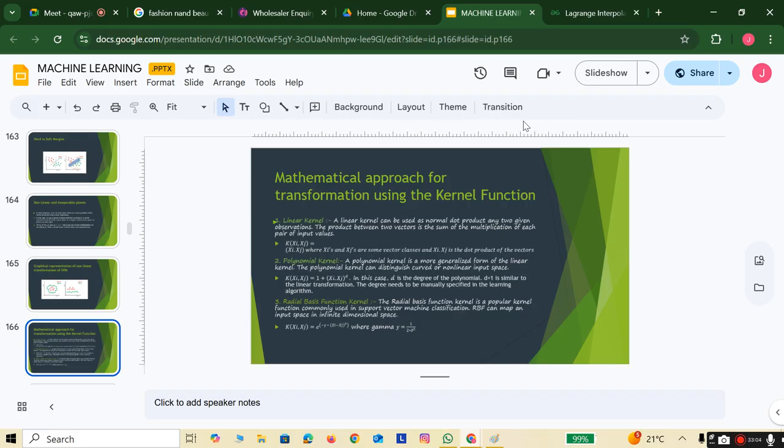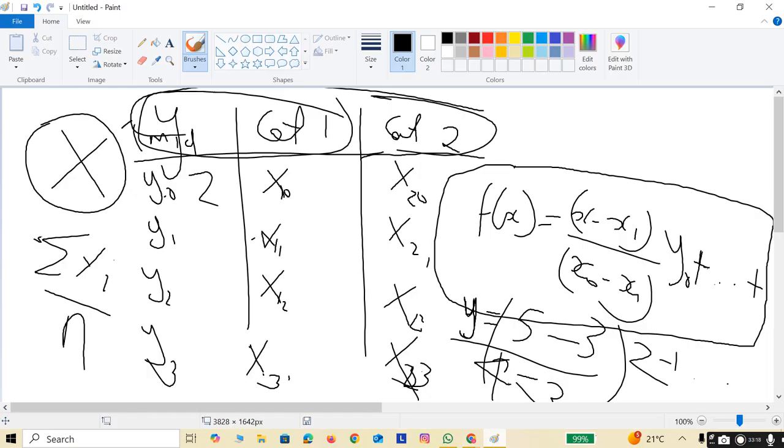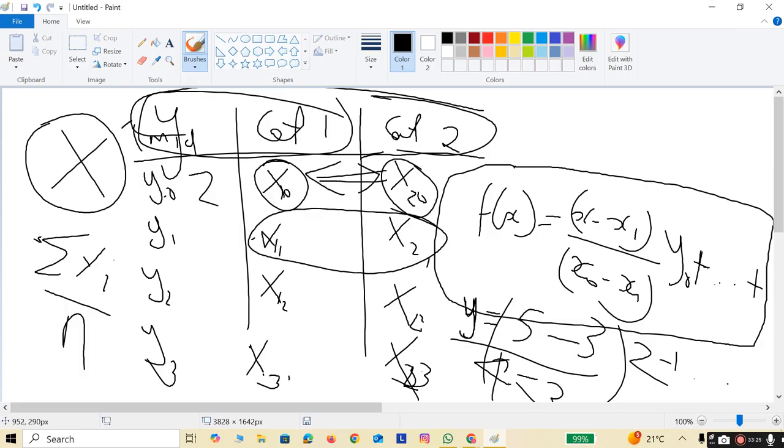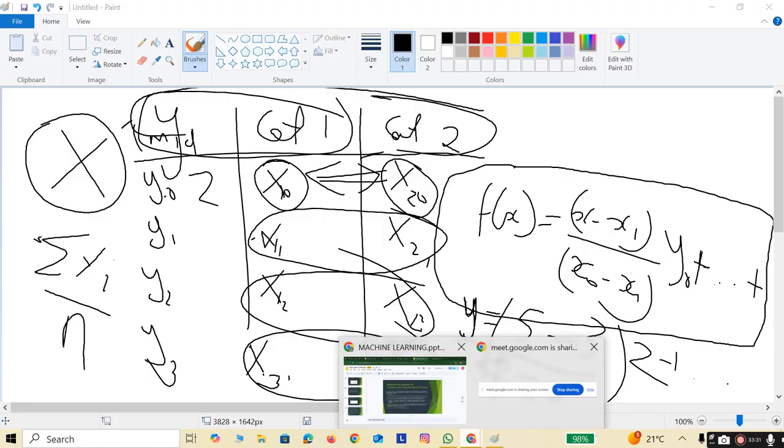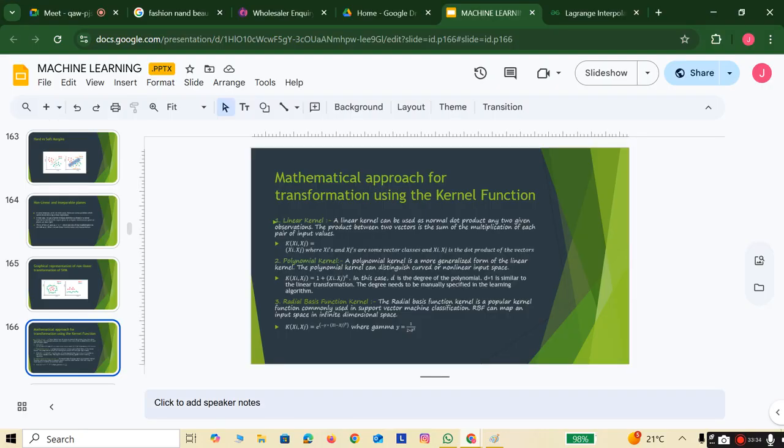That is to say, when you have x1 and x2, it is basically x1 times x2 plus x11 times x12, x21 times this again, plus this times that, plus this times that, until you find the linear kernel that we're talking of. That is what is known as the linear kernel.